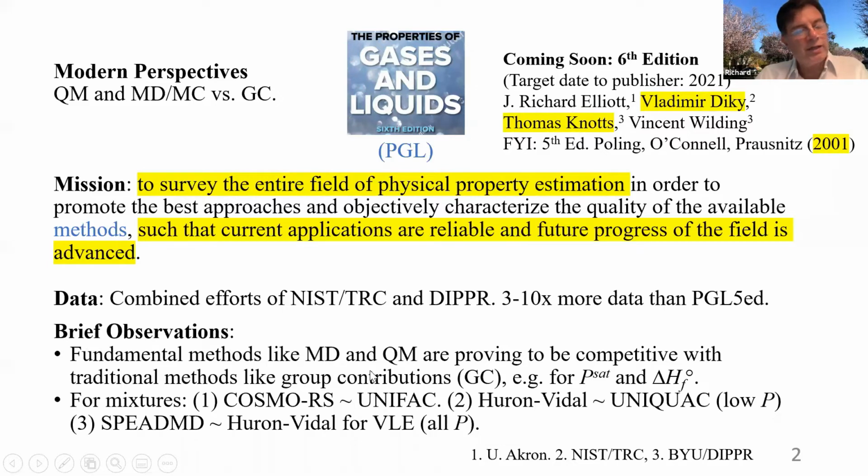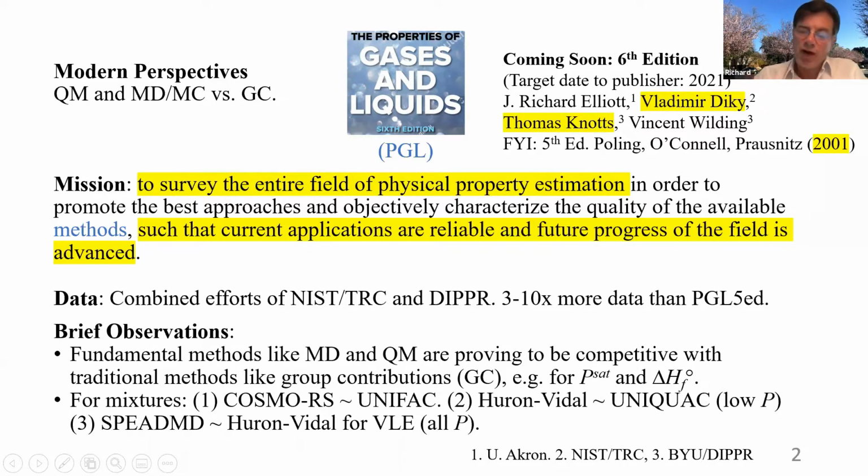What we're finding is that the fundamental methods with the statistical mechanics and quantum mechanics are proving to be competitive with traditional methods like group contribution methods, especially for properties like heat of formation and vapor pressure. When it comes to mixtures, this COSMO-RS method, which has a quantum mechanical component to it, is competitive, I would say, with UNIFAC.